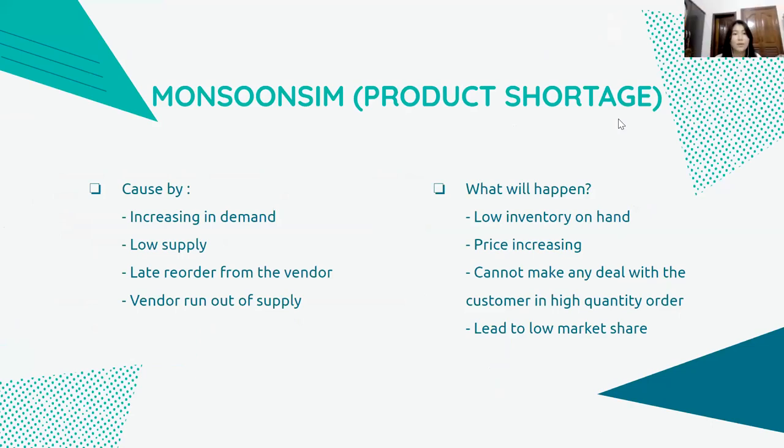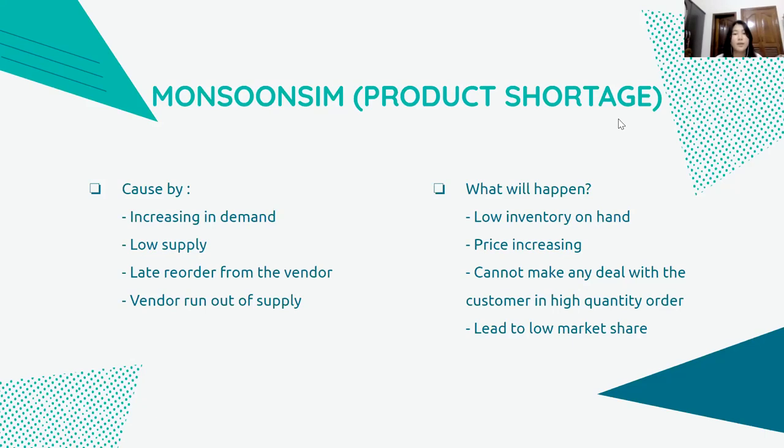So this idea is about product shortage, and there are many reasons that cause product shortage. The first reason is an increase in demand. When people demand more products, it causes product shortage. Low supply, when they run out of supply, and late reorder from the vendor can also be reasons. The producer may be late to reorder the product or the supply from the vendor. That would also cause product shortage.